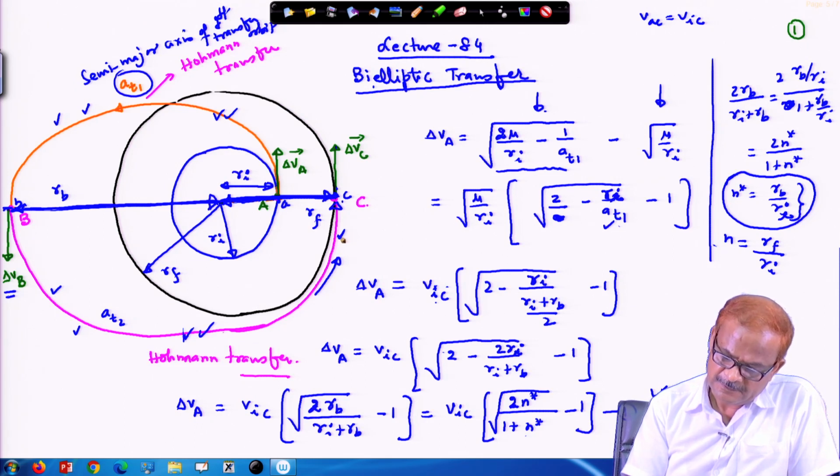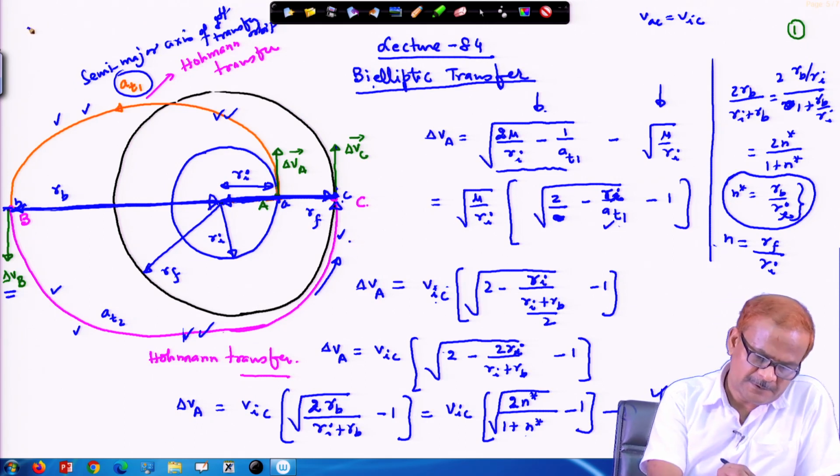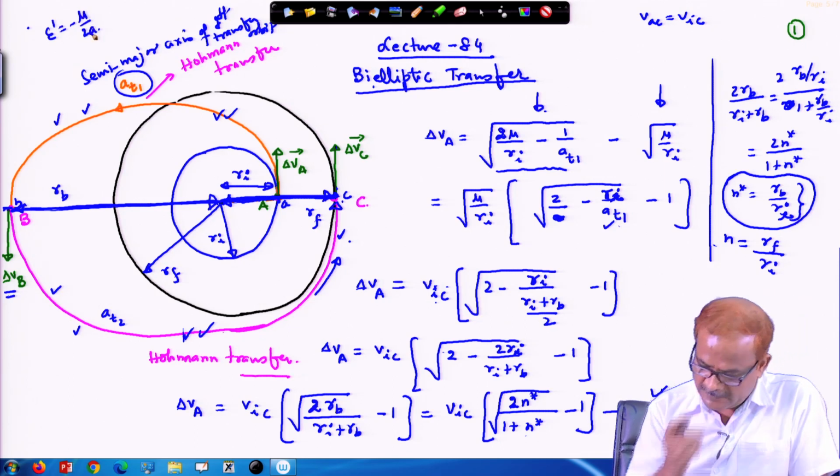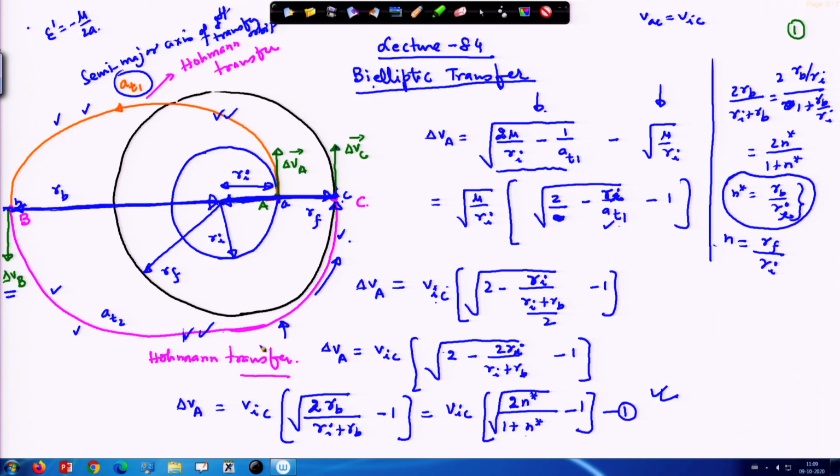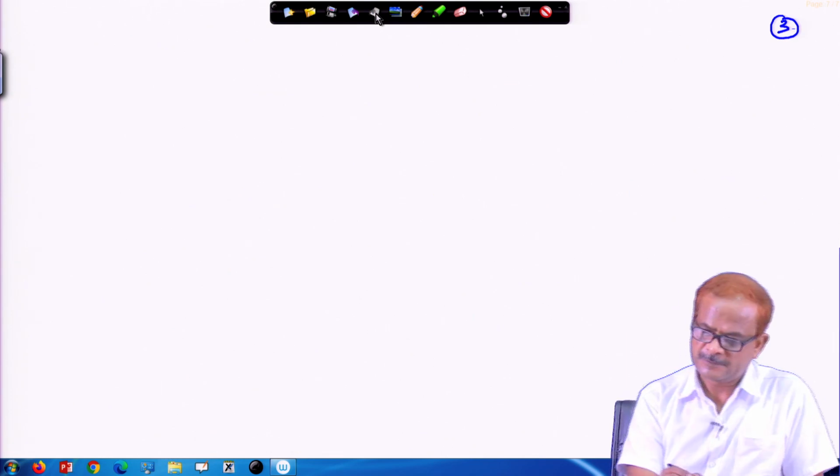You will see that, as we have written, the energy E prime equals minus mu by 2a. So, the semi major axis for this pink orbit, the A T2, is larger than R F, and therefore the energy in this orbit will be more, as is evident from minus mu by 2a. We go on to the next page and then we explore this.